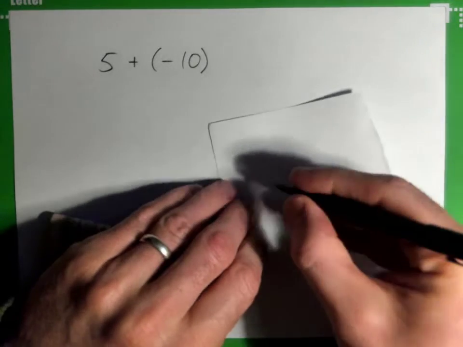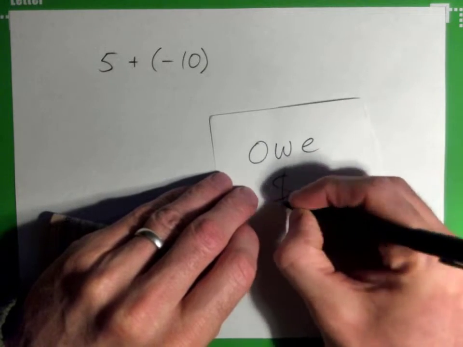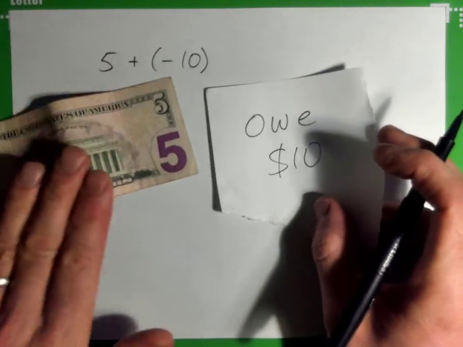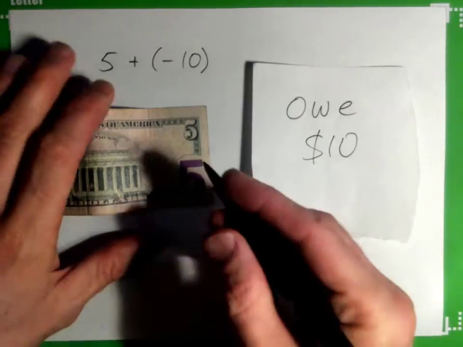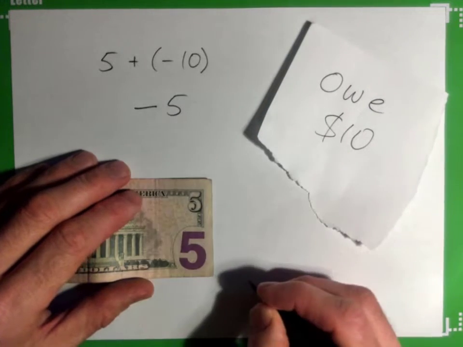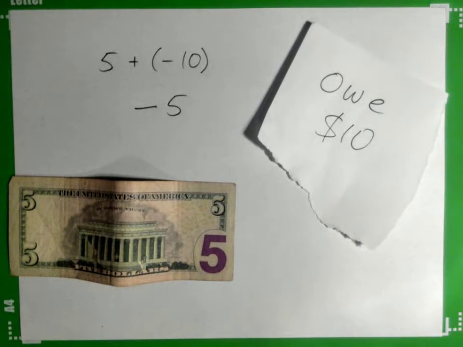So let's say it's like a, what's that? Or right. So you got $5 cash, you owe $10 at the same time. Put that together, and overall you owe $5, don't you? Make sense? Yeah.